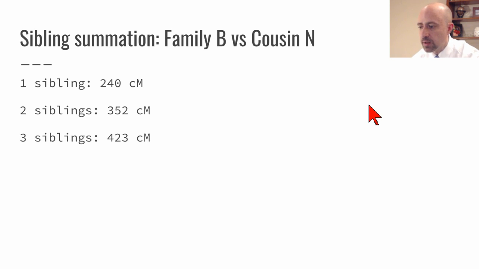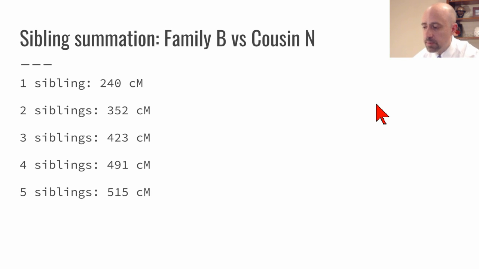With three siblings, we get up to 423 centimorgans. That's the sibling sum for 3 of those 6 siblings. If we do a sibling sum for 4 of the 6 siblings, we get up to 491 centimorgans. If we do a sibling summation for 5 siblings, we get up to 515 centimorgans. And if we do a sibling sum for all 6 siblings, we're still at 515.